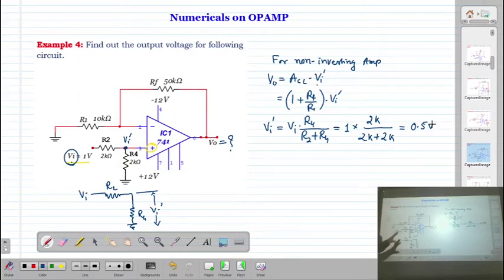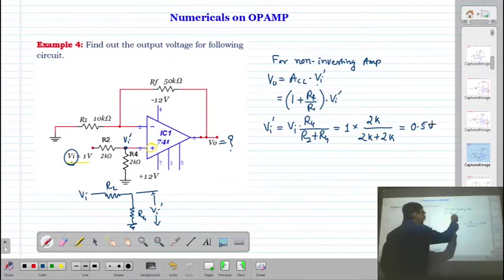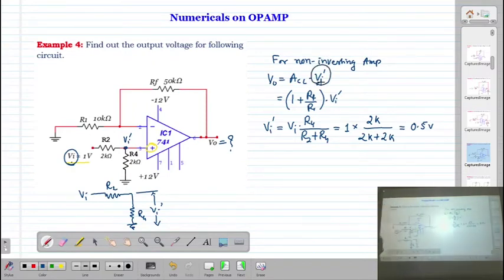What is important in this example is that when we use this formula for the output voltage, the input voltage means the potential at the non-inverting terminal, not your input voltage. You have to calculate that VI dash, and here both the resistances are identical, so the voltage is going to be half, and here it comes out to be 0.5 volt.